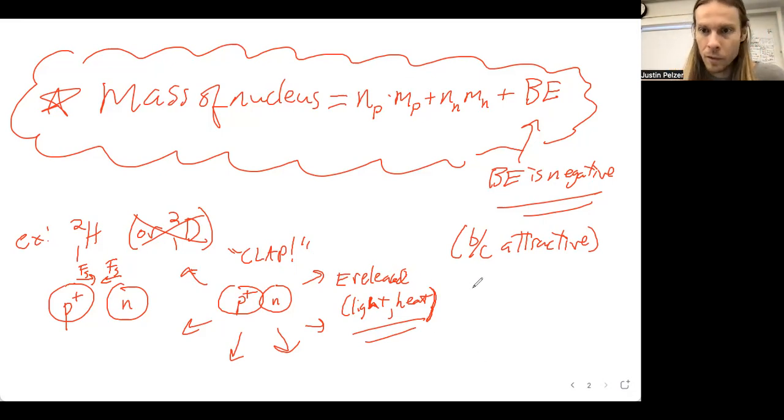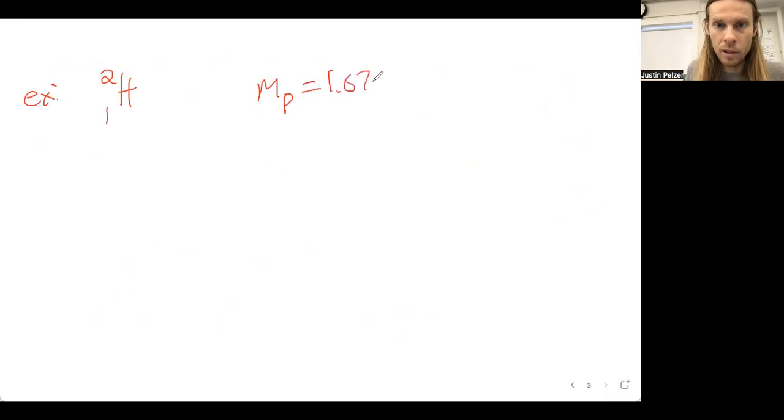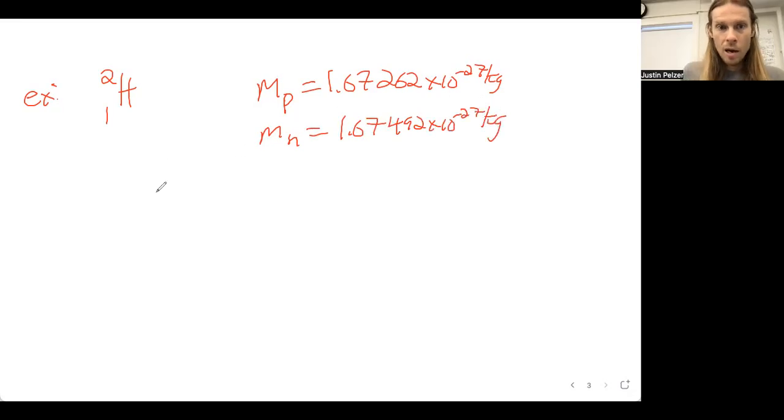So, some numbers. So once again, example. Let me clear my picture here. We have the mass of a proton on its own, 1.67262 times 10 to the negative 27 kilograms. Mass of a neutron is 1.67492 times 10 to the negative 27 kilograms.